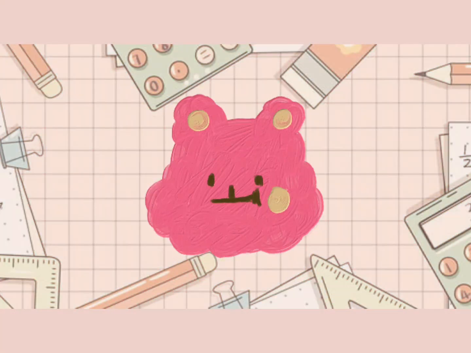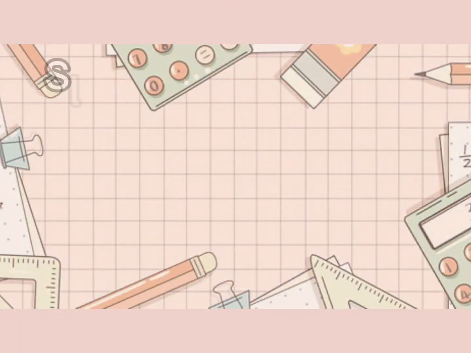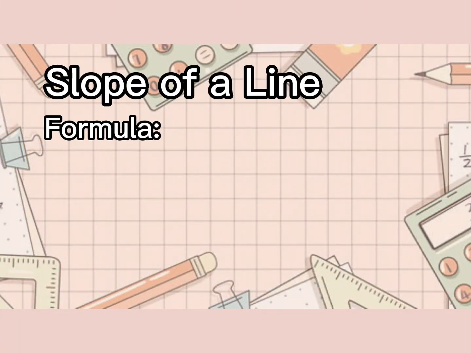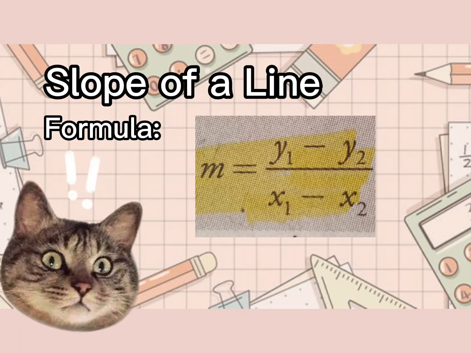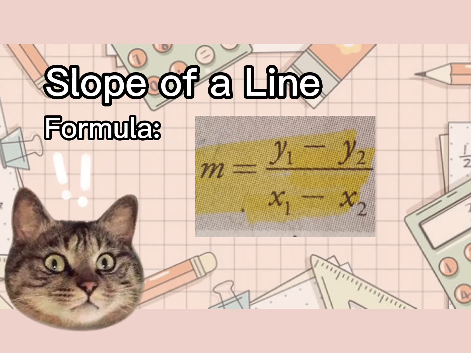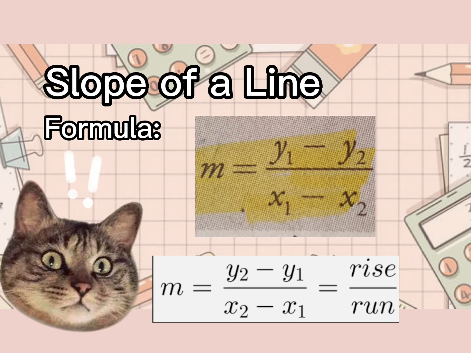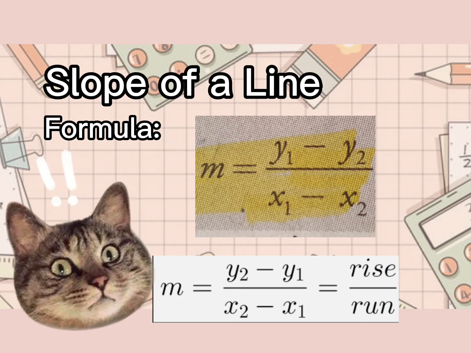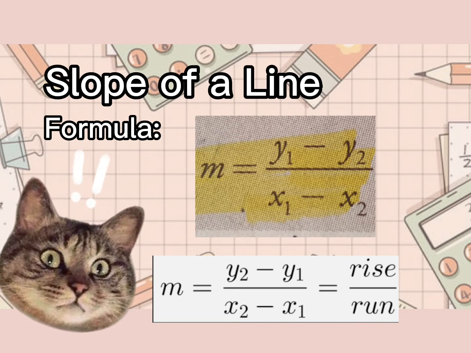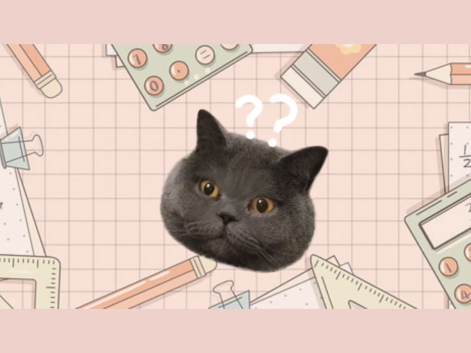Now that we know what rise and run mean, what is the formula for the slope? The slope of a line is identified by the formula m equals y sub 1 minus y sub 2 over x sub 1 minus x sub 2. Or, it can also be solved by the formula m equals y sub 2 minus y sub 1 over x sub 2 minus x sub 1. For further elaboration, we have prepared different kinds of examples.